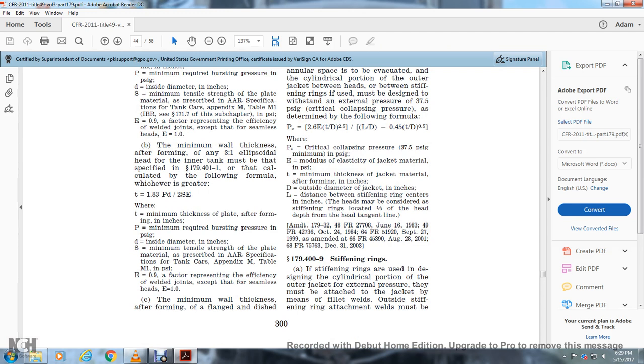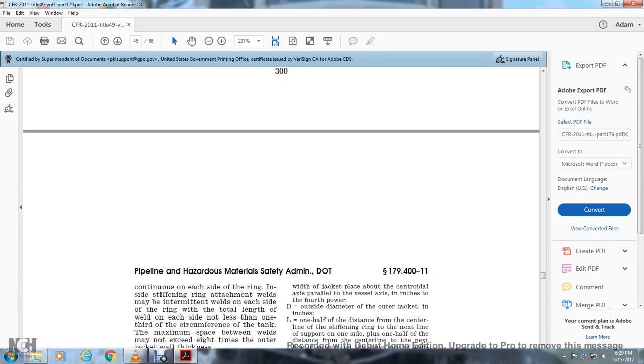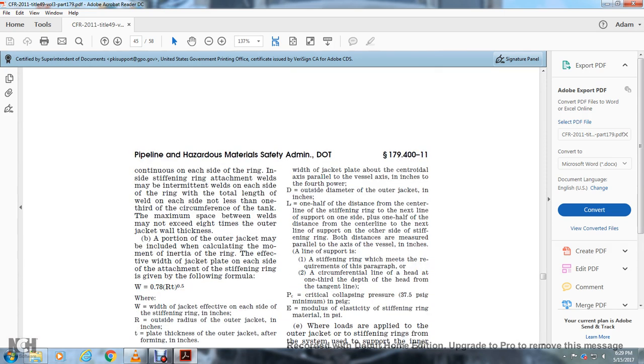179-409 Stiffening rings. If the stiffening rings are designed for the cylindrical portion of the outer jacket for external pressure, they must be attached to the jacket by means of fillet welds. The attachment welds must be continuous on each side of the ring on the outside. On the inside of the stiffening ring, the attachment weld must be intermittent welds on each side, with the total length of the weld on each side not less than 1/3 of the circumference of the tank. The maximum space between the welds may not exceed 8 times the outer jacket wall thickness.